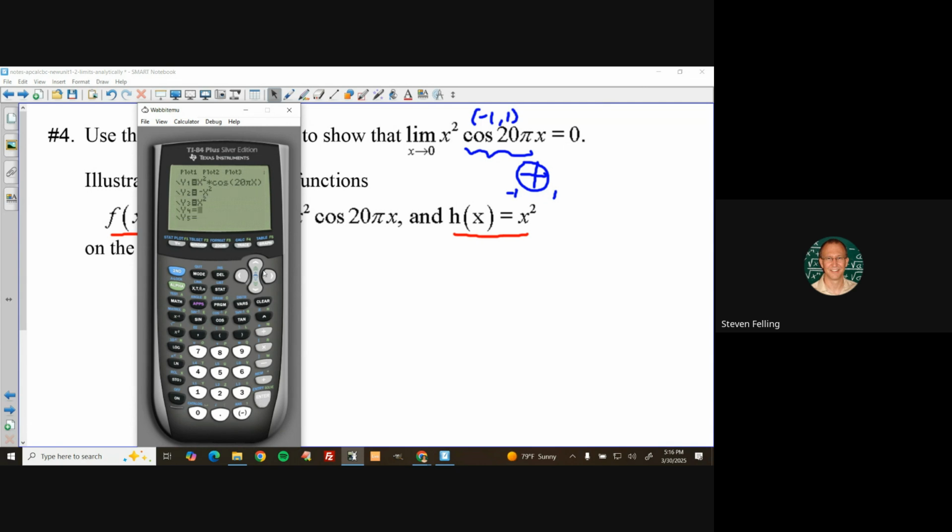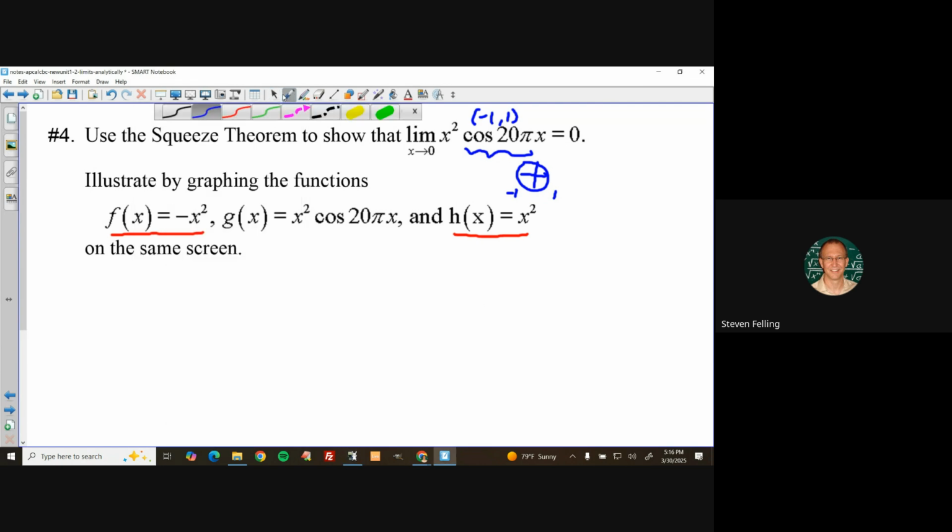That's this function here. And so sure enough, this function is always in between negative x squared and positive x squared. All right, so how will the squeeze theorem allow me to evaluate this limit? Okay, so what we can say is, let me write it this way. x squared cosine of 20 pi x is always less than or equal to x squared and greater than or equal to negative x squared.